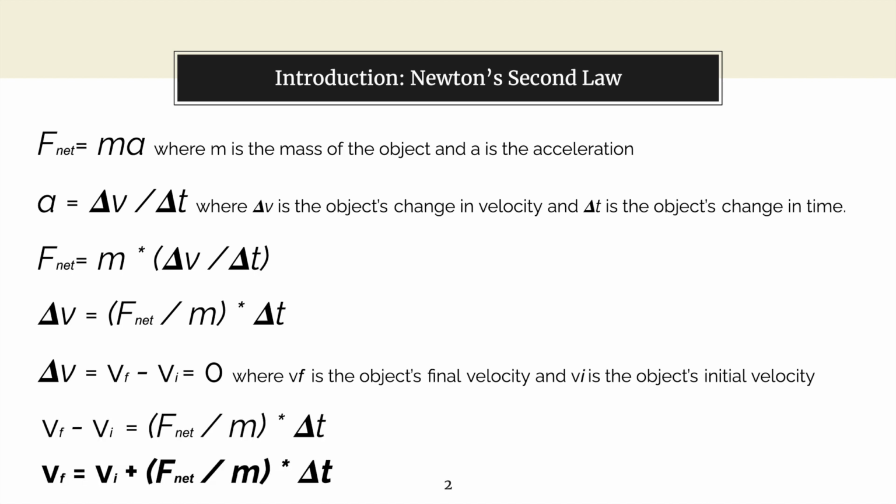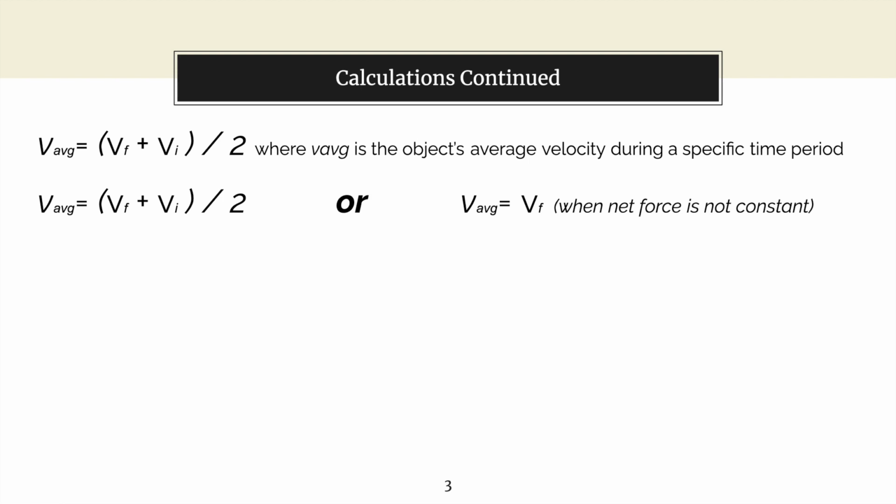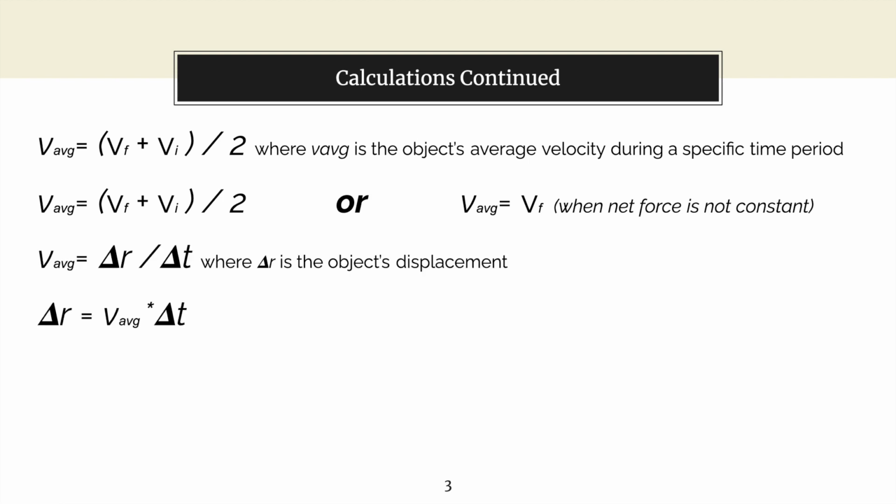The average velocity is the mathematical average of the initial and final velocity. However, in the case the net force is not constant, average velocity is equal to final velocity. Though our slinky does maintain a constant net force while it is motionless and does not maintain a constant net force when falling, we will still set average velocity equal to final velocity in both cases, for simplicity's sake in our code.